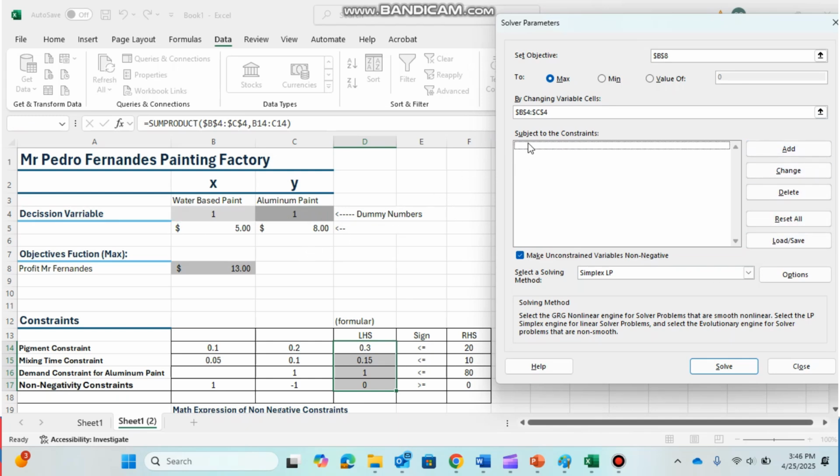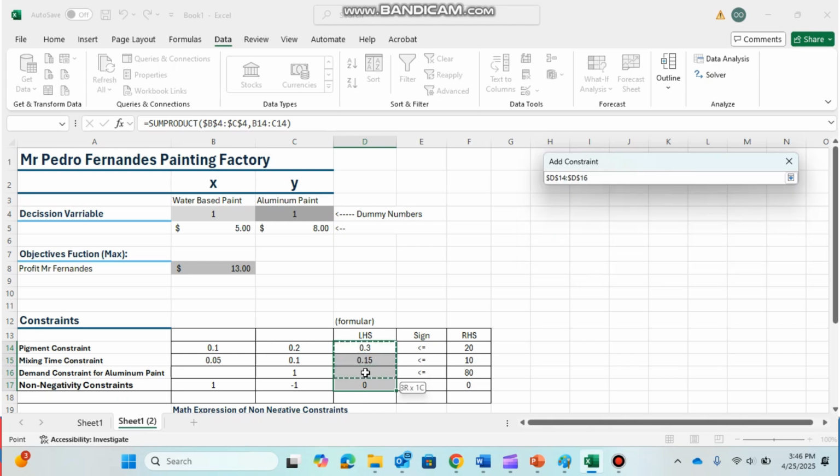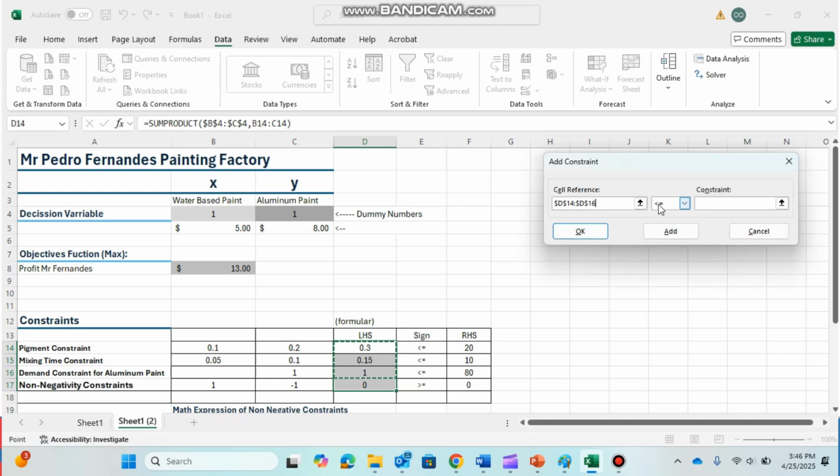Then the next one is subject to the constraint. So we have our constraint table, and we add all of it. Now here we have a trick. If you look at the sign, you have the same sign here: less than or equal to, less than or equal to, less than or equal to. So you can just put it in the cell references here, and the constraint references cell is also here. You can put these because they have the same inequality. Select these 3 cells, and you have it. Then it's less than or equal to. Check the sign very well, make sure you are not making any mistakes.